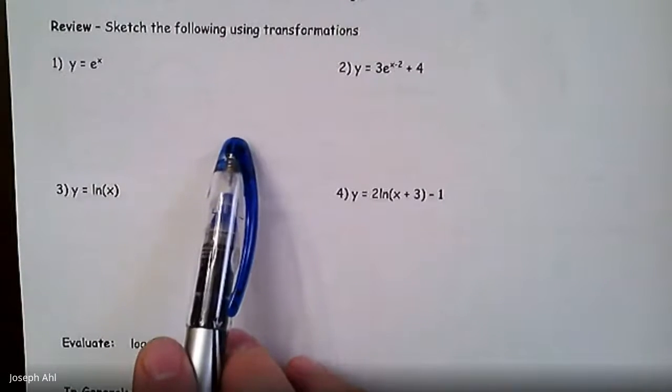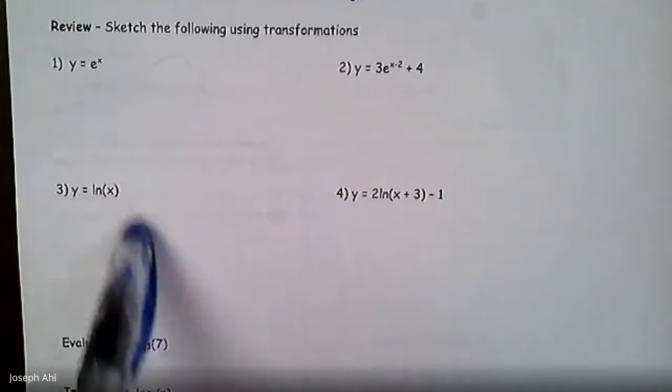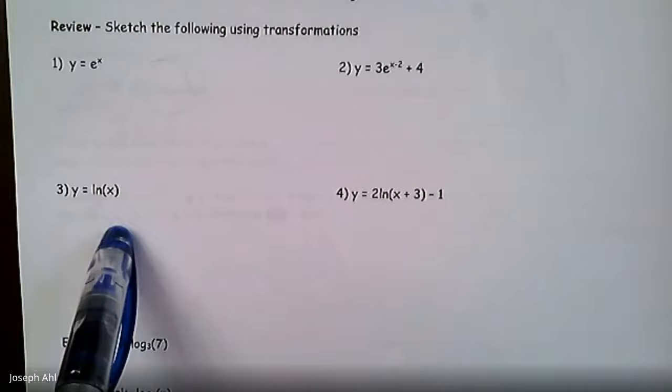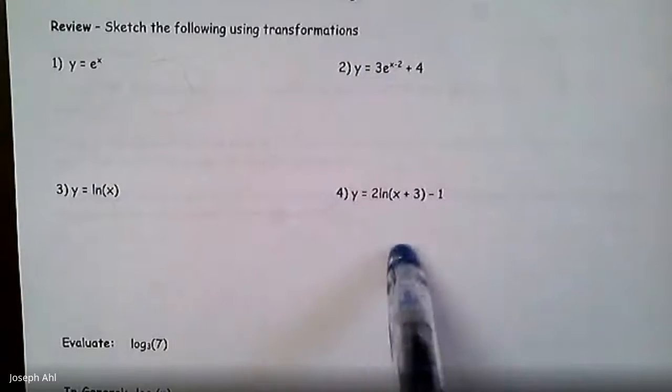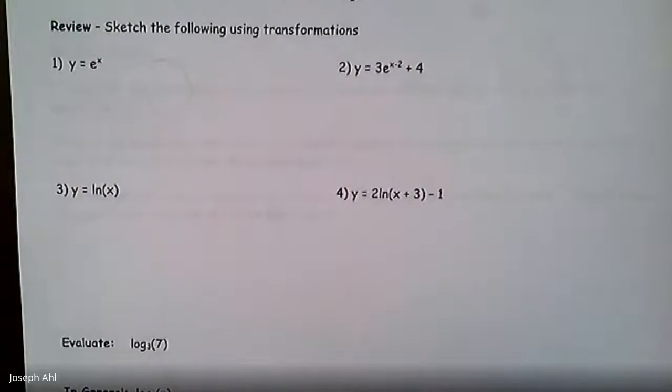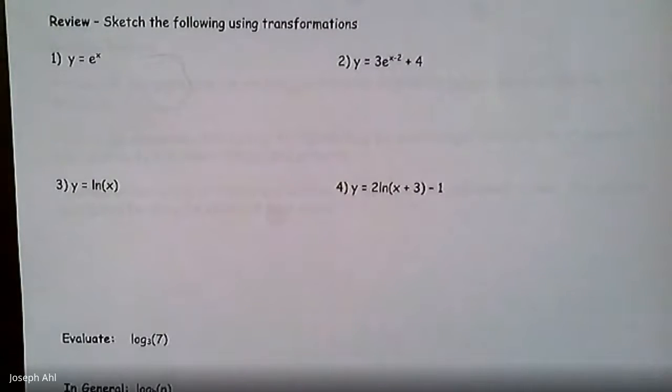following using transformations. So if we think about numbers 1 and 3, e to the x and ln of x, those are going to be sort of the parent function graphs of what we eventually sketch in numbers 2 and 4, which are some transformed versions of each of those. So for number 1, y equals e to the x.